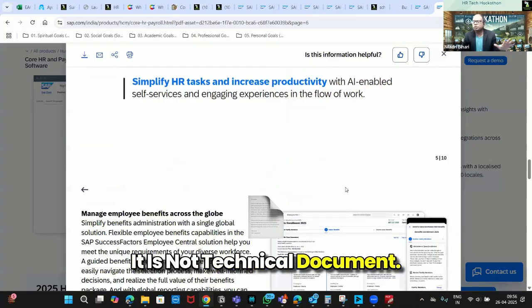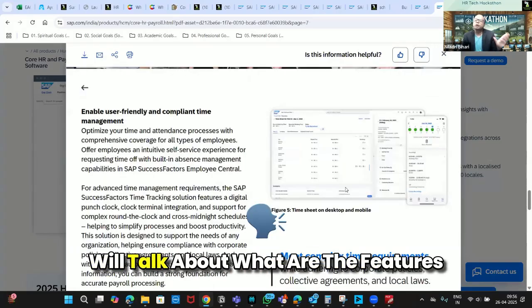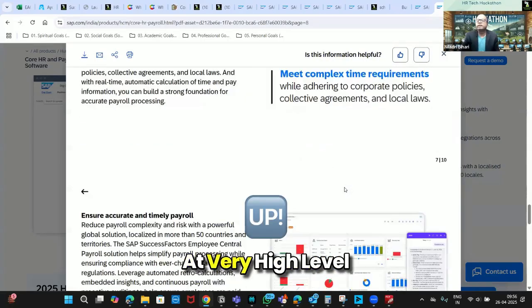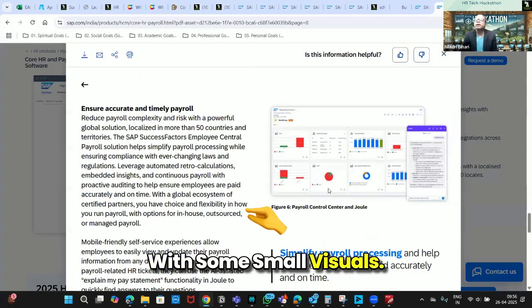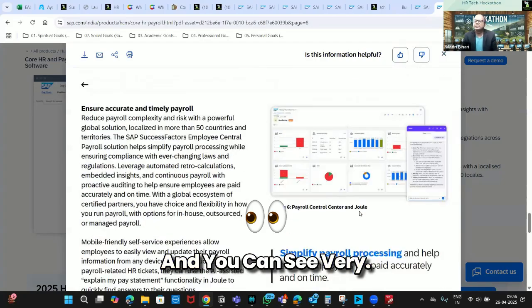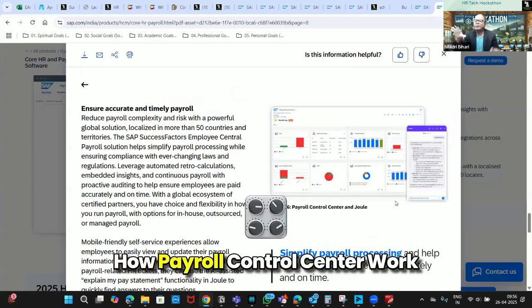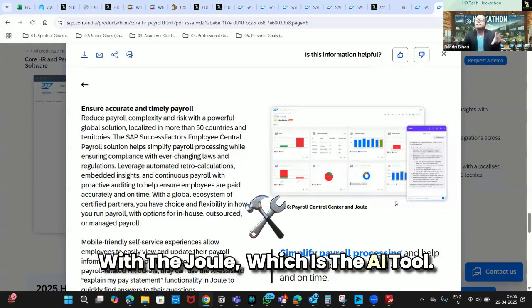It is not a technical document. This is at a high level. It will talk about what the features and functionality are at a very high level, with some small visuals. And you can see, very similar. This one I've not seen yet: how Payroll Control Center works with June, which is the AI tool.